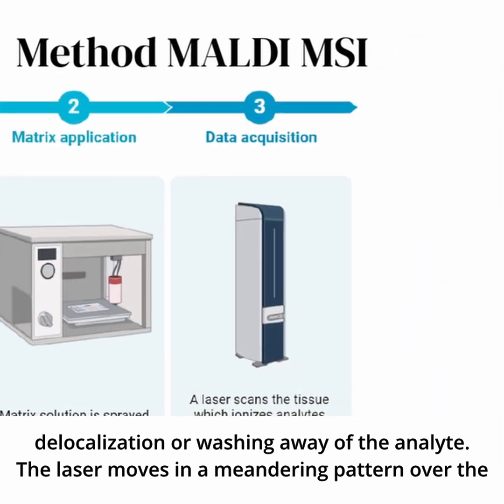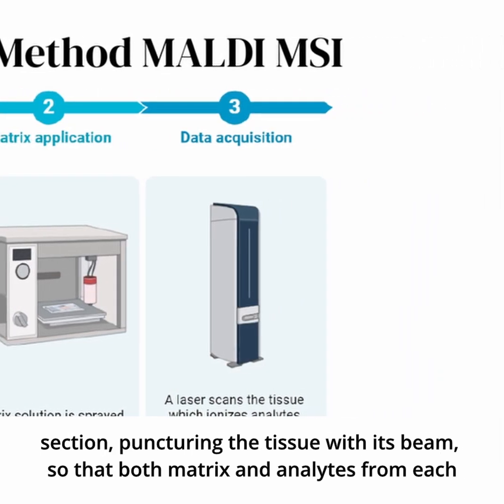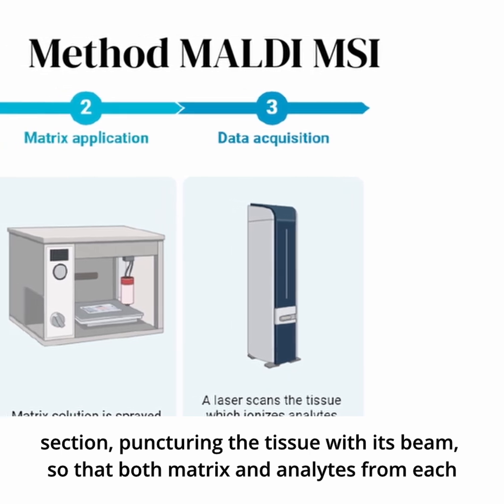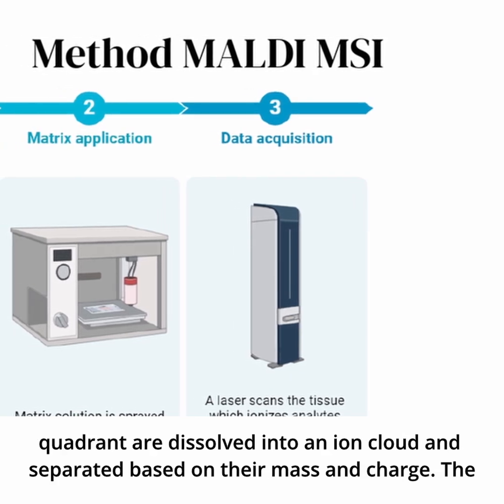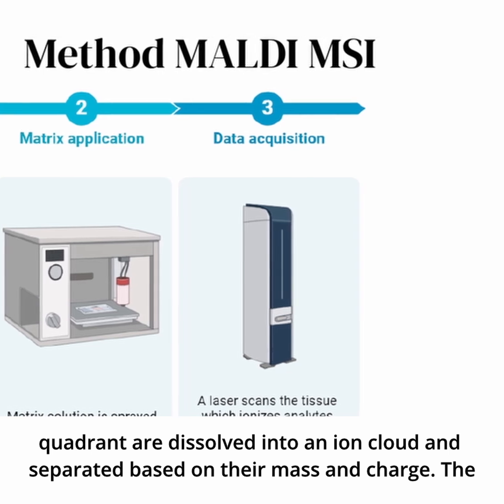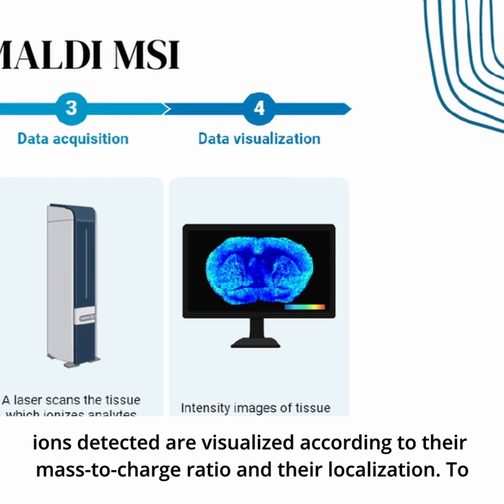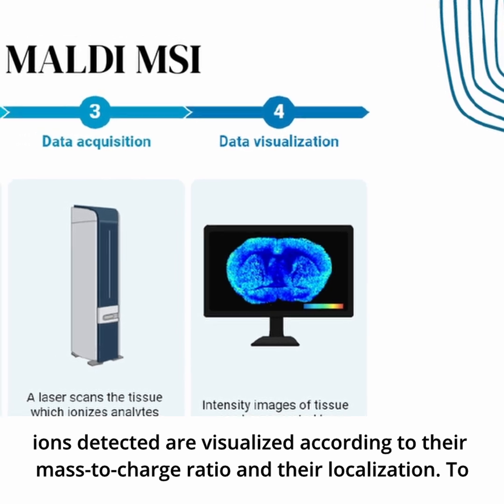The laser moves in a meandering pattern over the section, puncturing the tissue with its beam, so that both matrix and analytes from each quadrant are dissolved into an ion cloud and separated based on their mass and charge. The ions detected are visualized according to their mass-to-charge ratio and their localization.